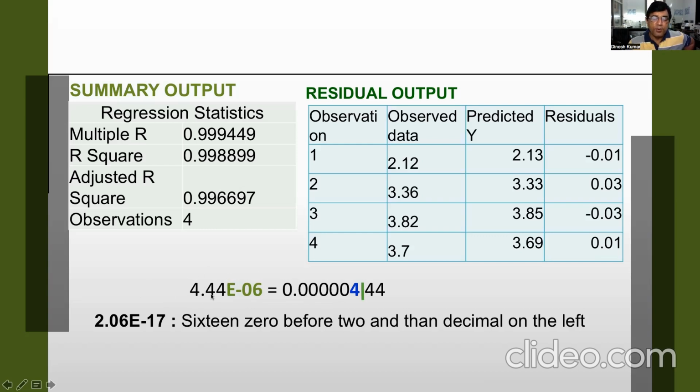So that is the meaning of 4.44E-06. Similarly, if you have 2.06E-17, it means 16 zeros before this 2. Or in other words, you need to move this decimal 17 places towards the left.